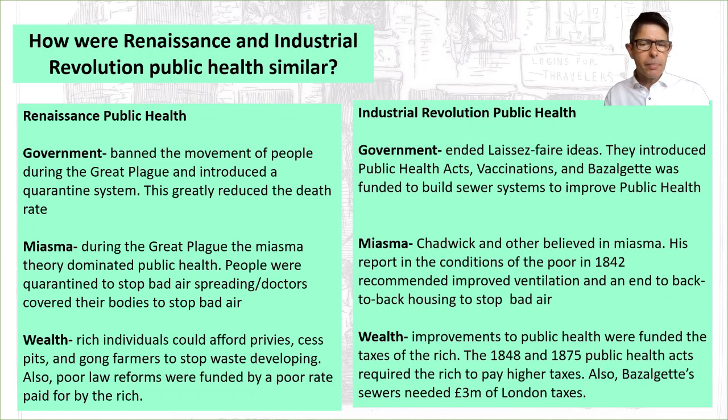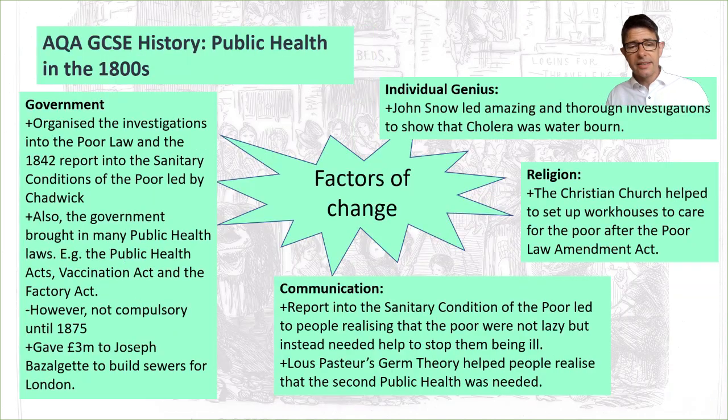As a more basic idea, both time periods still believe miasma is important, and to some extent that idea is helping. So in the Great Plague, obviously their belief in miasma leads to quarantines, and they stop people moving around, stop bad air moving. Chadwick and others believe in miasma in the 1800s, and this leads to his report to help the conditions of the poor in 1842 and inspires the Public Health Act. So even though both time periods have got a wrong idea, it is helping.